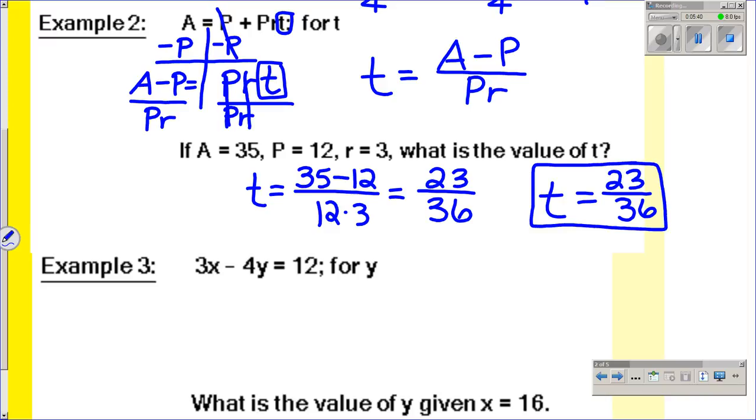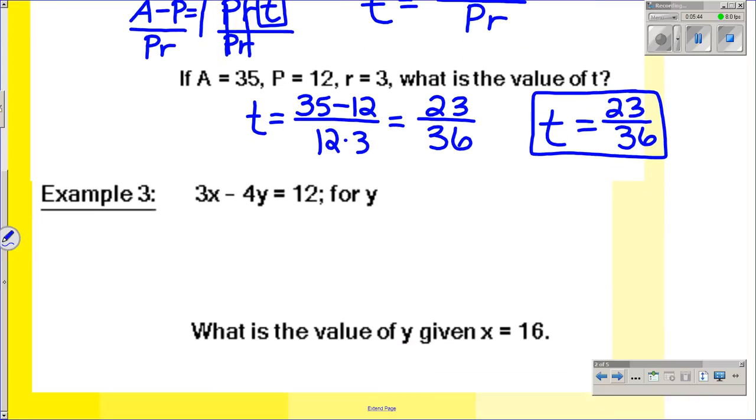So we could not reduce, so T equals 23 over 36. Okay, look at example 3. This should look hopefully familiar to you guys. This is one form of a linear equation. You'll see in the next unit we'll solve for y quite often. Every time we have to graph a linear equation, we'll want to solve the equation for y.